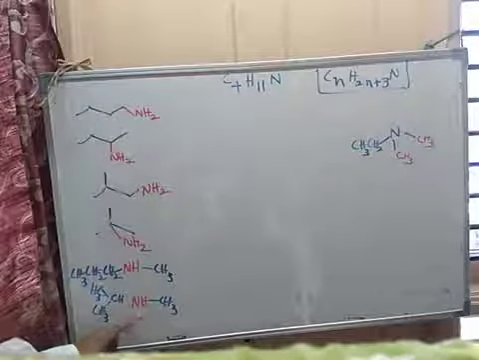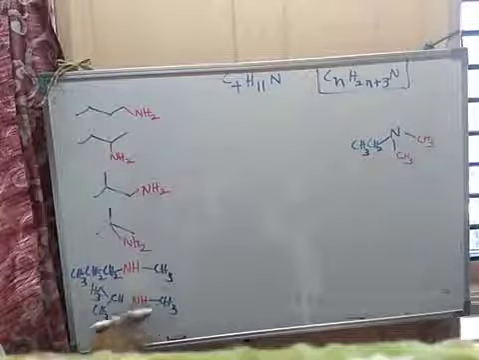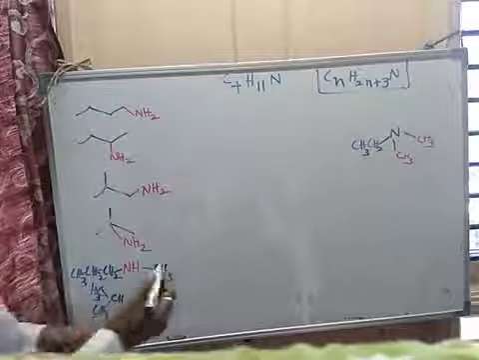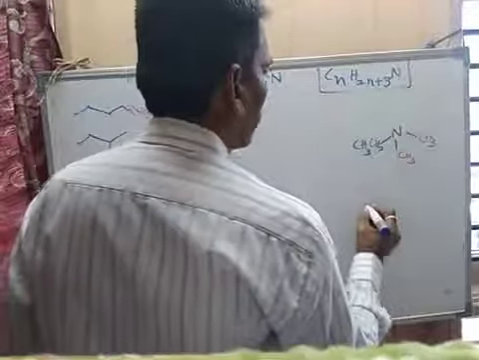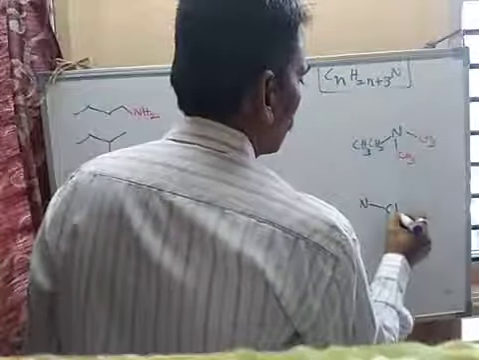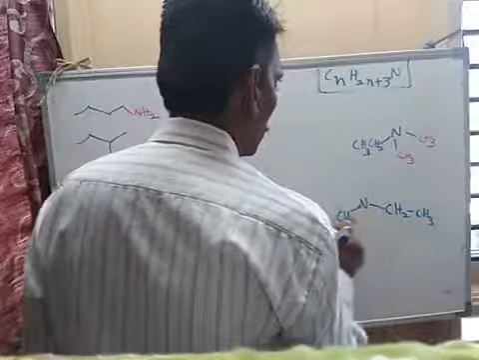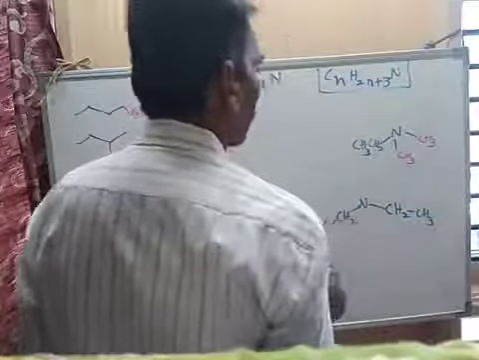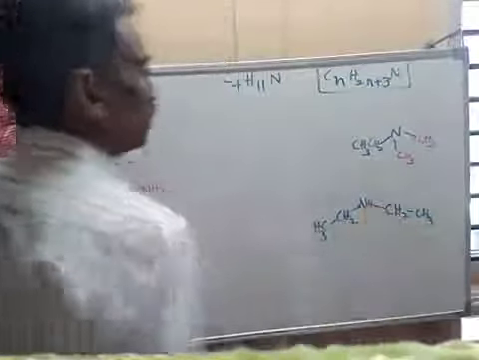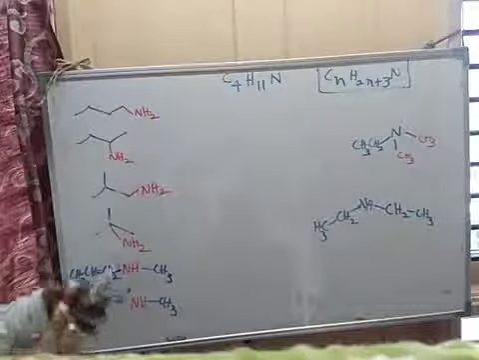Yes, one more structure is possible with this formula. That is the distribution of 2 alkyl groups in a different way. That is N, CH2, CH3 on one side, CH2, CH3 on the other side. And H is automatically to be taken. Yes.